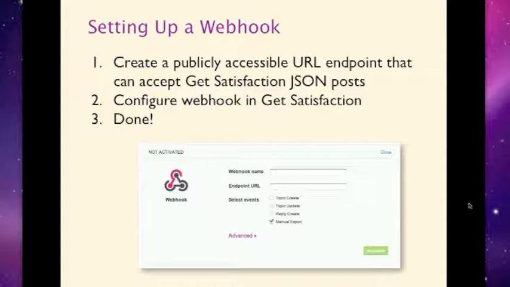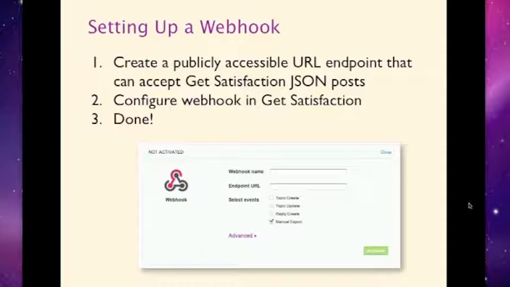After you've created the script and posted it somewhere, the second thing you do is come into your integrations page in your admin section, and you configure a webhook in GetSatisfaction. It's really as simple as putting in a name for the webhook, that URL endpoint that you've configured, and which events you actually want to push API calls based on. And that's it. It's pretty simple to get started.